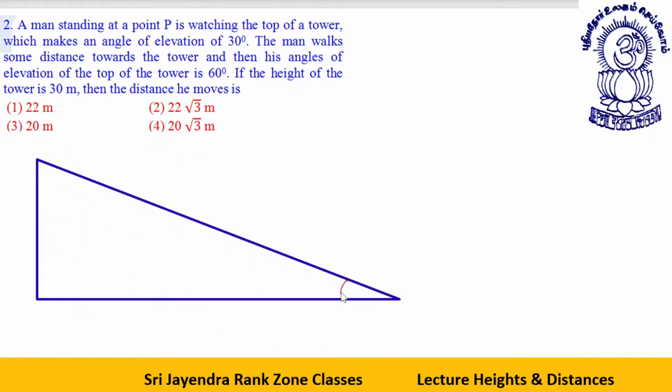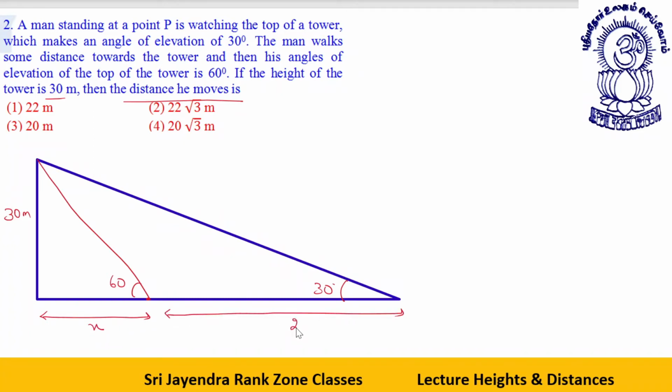Right now, this angle is 30 degree. You are being told the height of the tower is 30 meter. He moves some distance and comes here. This changes to 60 degree. Then the distance he moves is, see, we have a simple logic. This is x. This is 2x. I'll be focusing mainly on this.